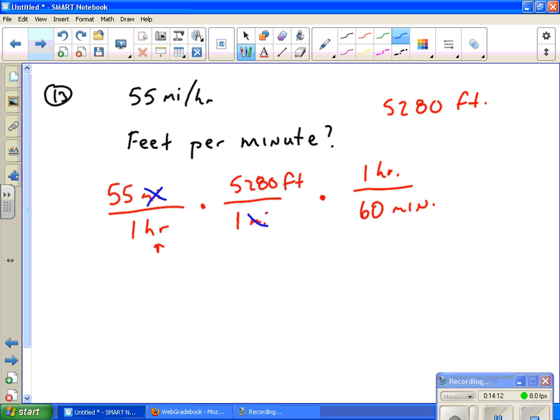Miles cancel out. Hours cancel out. You're left with feet over minutes. And when you multiply 55 times 5,280 and you divide it by 60 minutes, you have 4,840 feet per minute.